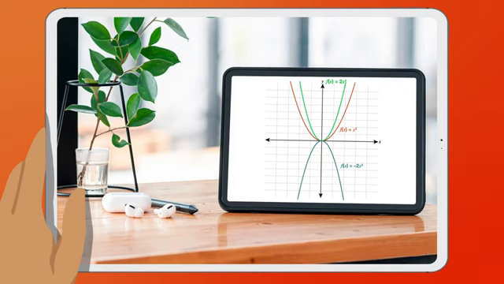In this unit, you will learn how to graph quadratic functions and use quadratics to model real-world scenarios like ballistic motion.